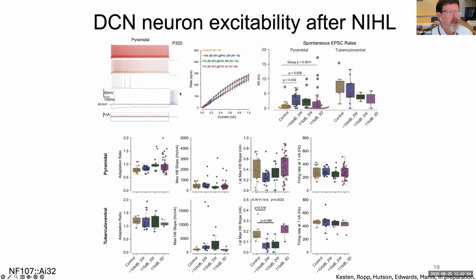So this is a pyramidal cell in the DCN, showing the usual discharge pattern. This is in response to a very long stimulus. From these, we calculated the current versus firing rate curves, and you can see that there's very little change in current versus firing rate for all of these different noise exposure conditions and the different recovery times.